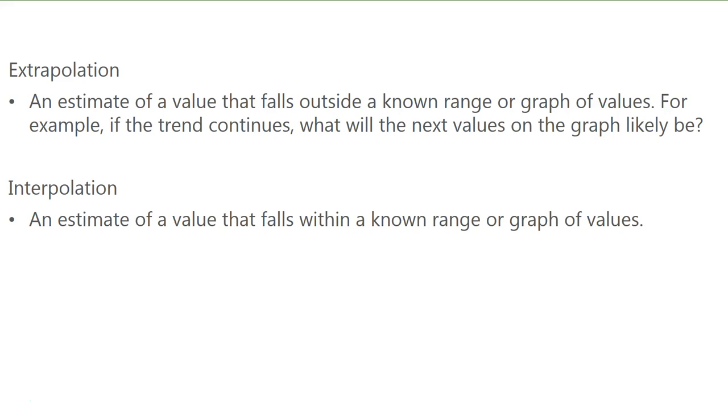Now extrapolation is an estimate of a value that falls outside a known range or a graph of values. So for example, if the trend continues, what will the next values on the graph likely be? So you extend your graph and then you estimate. Now interpolation is an estimate of a value that falls within a known range or graph of values. So if you have the points 3 and 4 plotted on your graph and you want to know the value at 3.3, that would be interpolation.